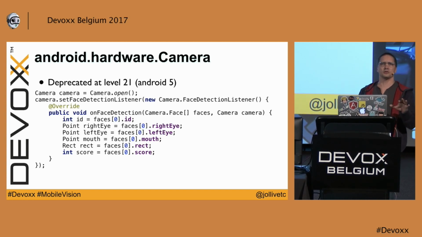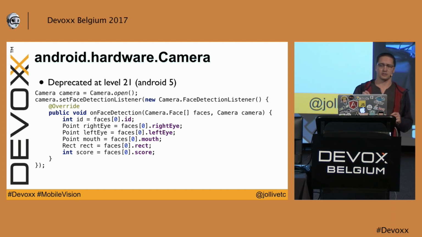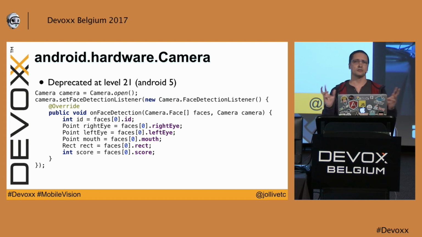So a few words about the alternatives. First, Android hardware camera. It was deprecated at level 21, Android 5. It was really easy. You just needed to get a camera. You added a face detection listener. And then you get some faces with some landmarks, which are the eye, the mouth. You've got a rectangle around the face and a score, which is a confidence that this is a face.